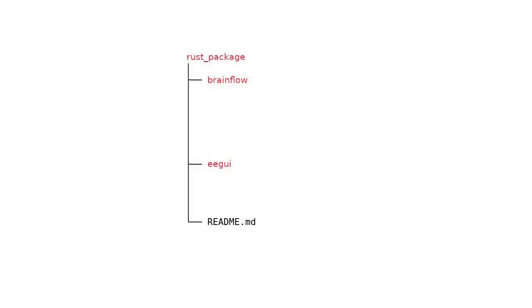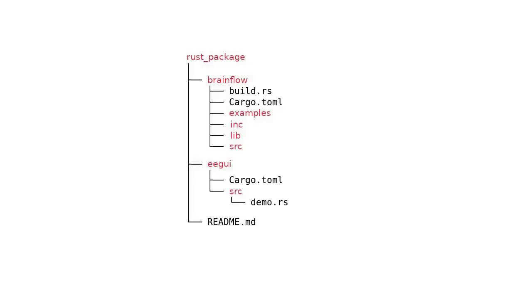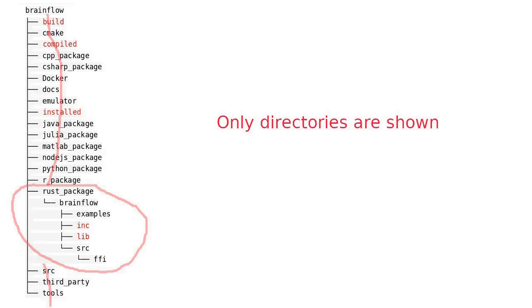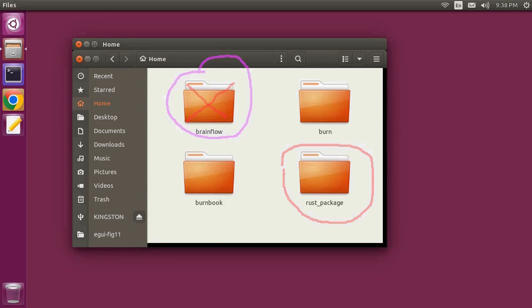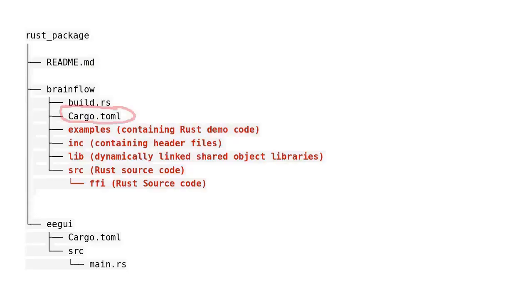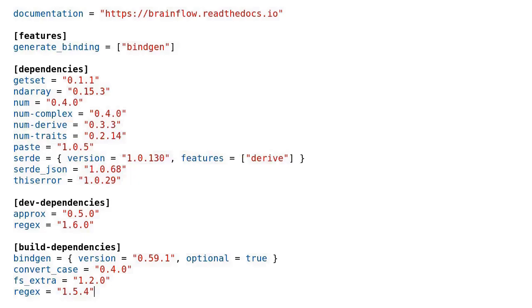Now, within the Rust package directory, there are two subfolders. I will use a sample file for demonstration shortly. I will remove unnecessary folders, keeping only the Rust package folder. I move the Rust package folder to my home directory and delete the Brainflow directory. The first task is to update dependencies in the cargo.toml file to their latest versions, which I have already done manually.